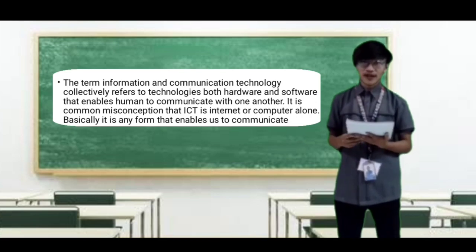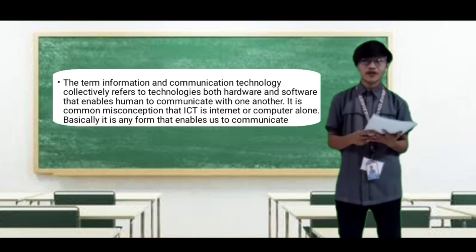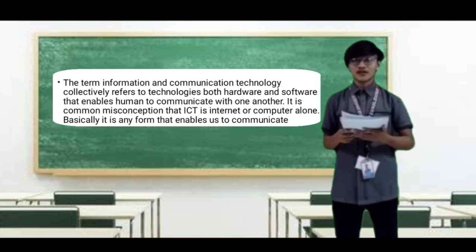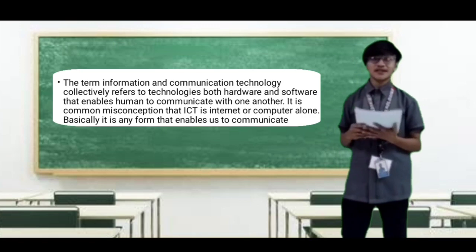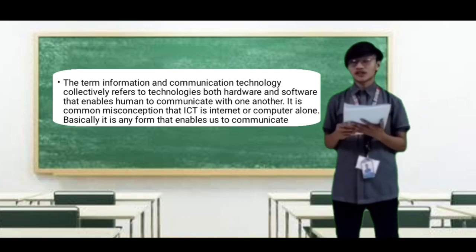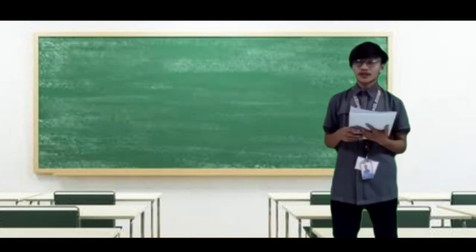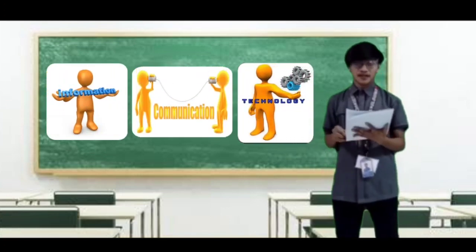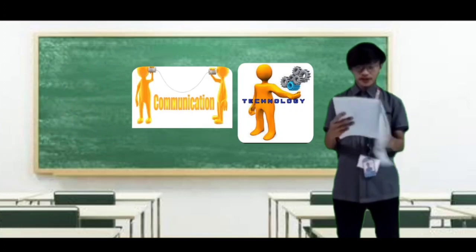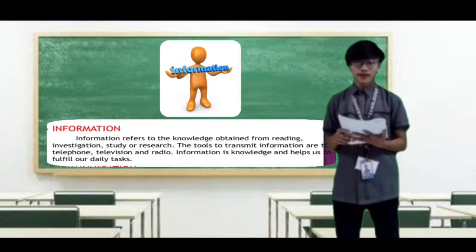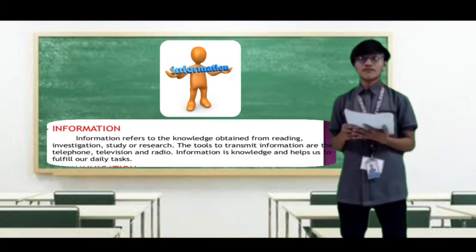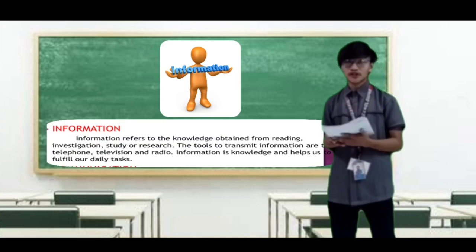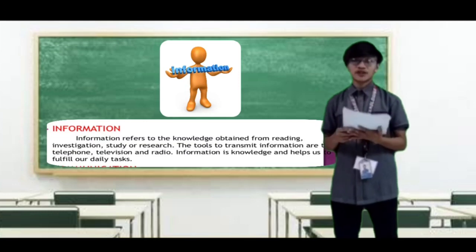We also have ICT, which is hardware and software. It is a common misconception that ICT is the internet or computers alone. Basically, it is any form that enables us to communicate. Let us define also the meaning of information, communication, and technology. Information refers to the knowledge obtained from reading, investigation, study, or research. The tools to transmit information are the telephone, television, and radio.